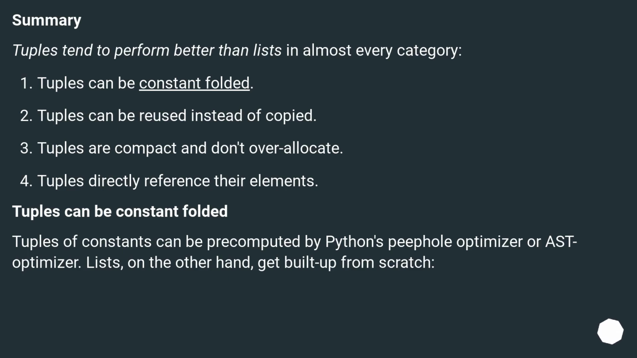Tuples can be constant folded. Tuples of constants can be pre-computed by Python's peephole optimizer or AST optimizer. Lists, on the other hand, get built up from scratch.